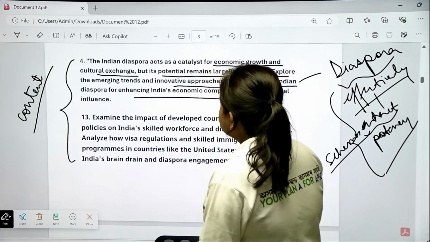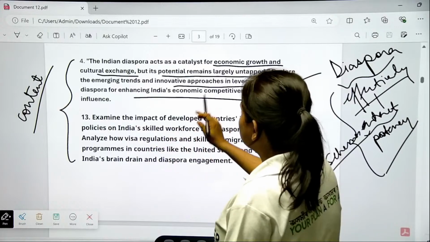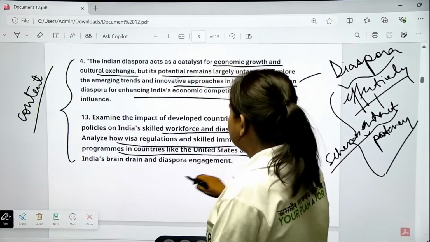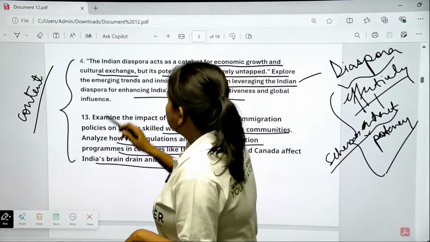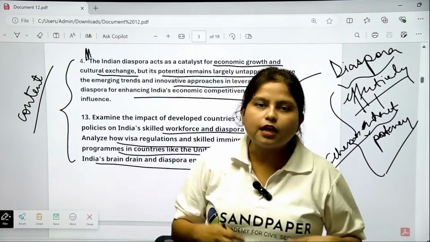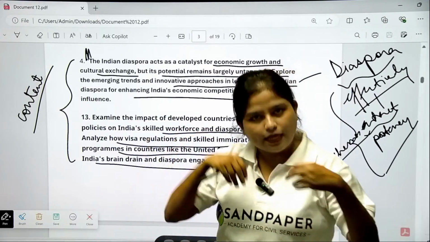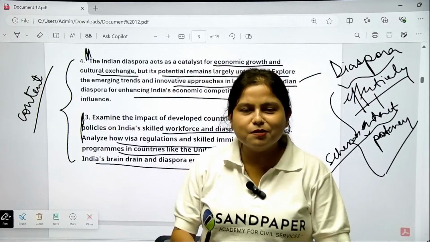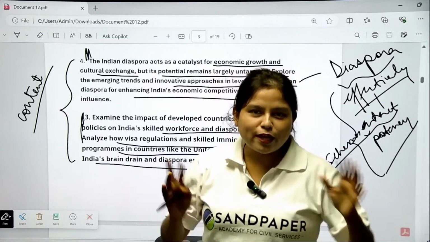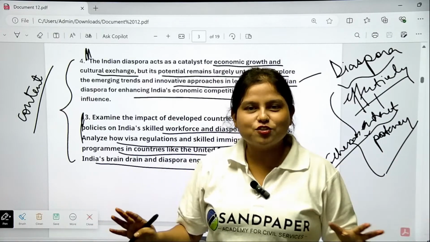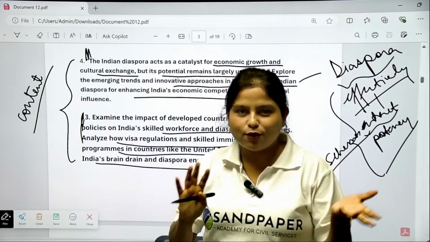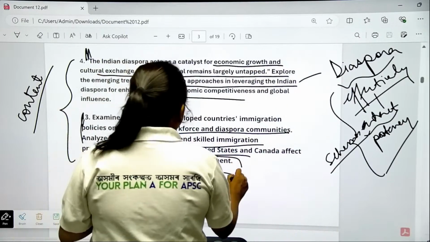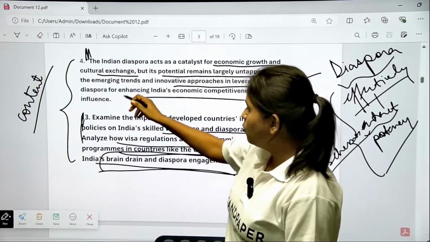Question number 13 says: examine the impact of developed countries' immigration policies on India's skill force and diaspora communities, analyze how visa regulation and skilled immigration programs affect India's brain drain. So the first is about our Indian diaspora and how, combining it with existing schemes, we will be able to take more in. And this question is about how, whether Canada or the US, they suddenly become unfriendly, visa regulations change everywhere, and people are always scared about what will change. What effect does that change have on our brain drain or diaspora engagement? That is what question number 4 and question number 13 are asking.